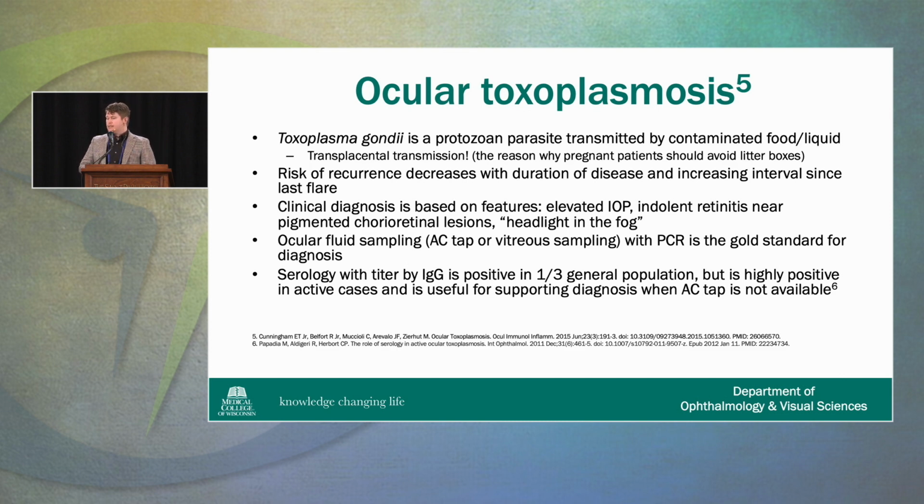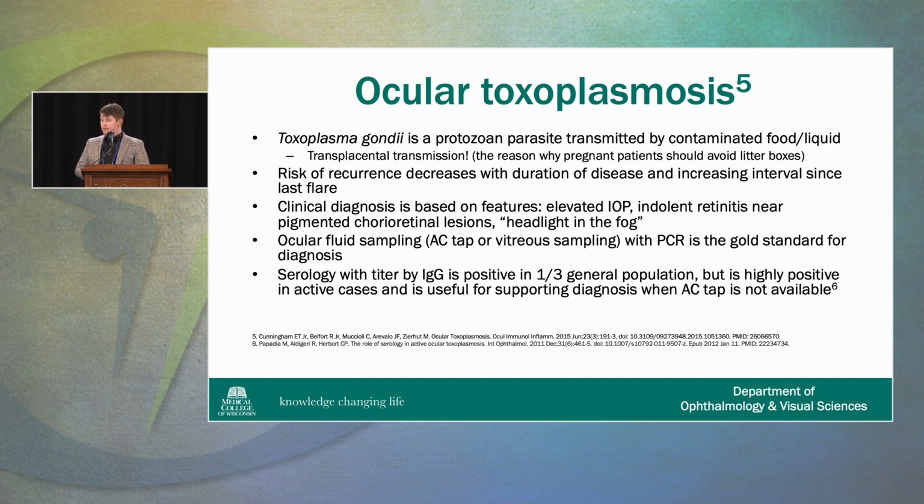The risk of recurrence decreases with duration of disease, so the longer you have the disease, the less likely it is to flare, and with increasing interval from your last flare once you've had it. Clinical diagnosis is based on clinical features, so elevated intraocular pressure, the indolent retinitis that gets better over time, and then near pigmented chorioretinal lesions, the classic picture of headlight in the fog. You can check these by doing ocular fluid sampling, and AC tap is frequently very positive. PCR from the AC tap is the gold standard for diagnosis of this disease, but as I told you in this case, negative because it wasn't run, and sometimes that can be tricky.